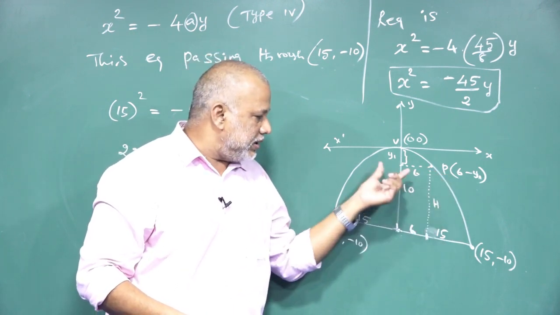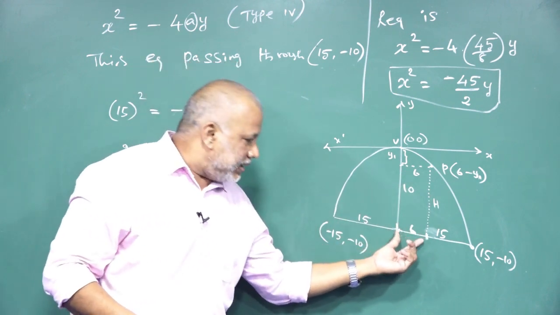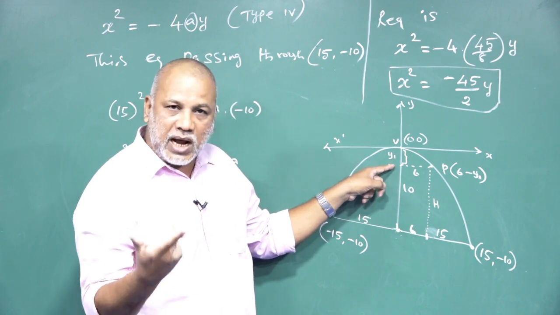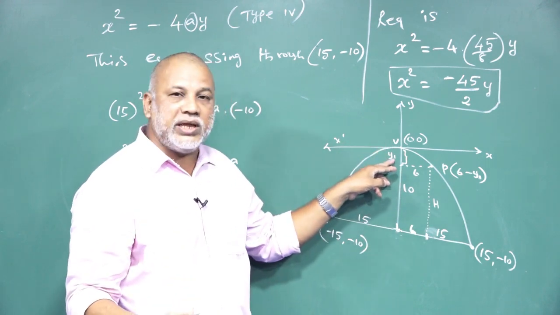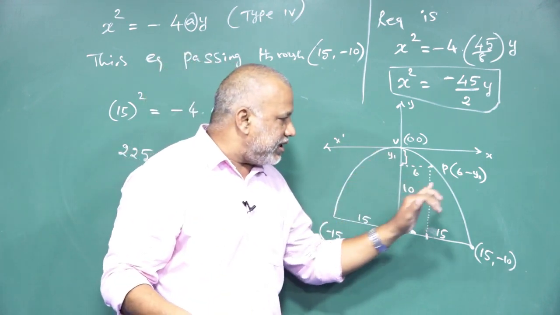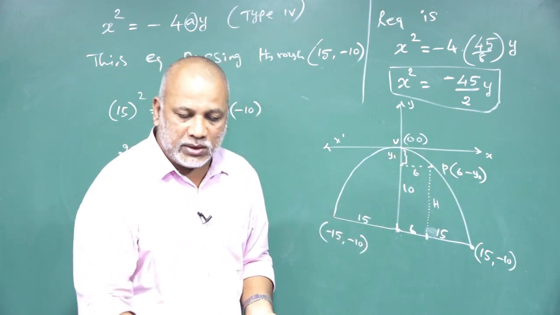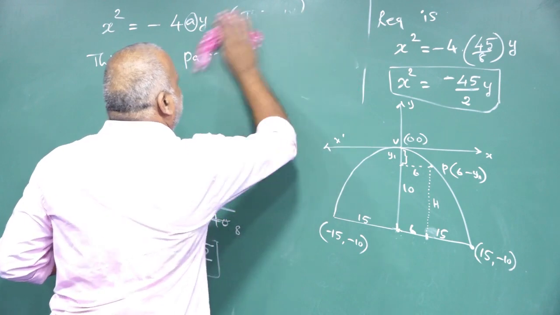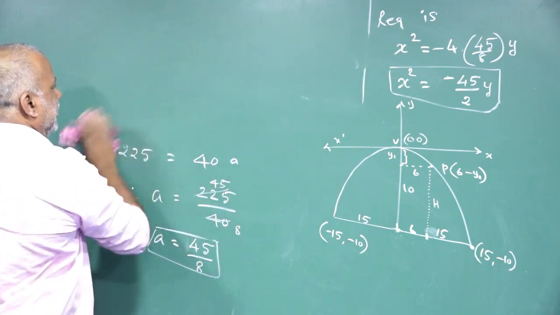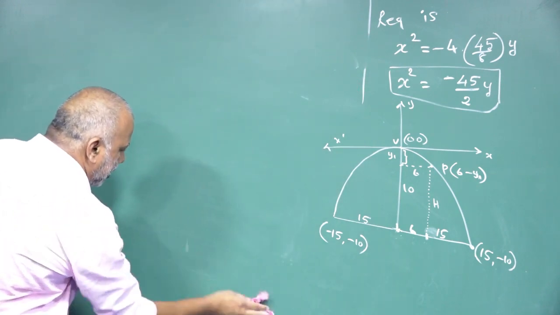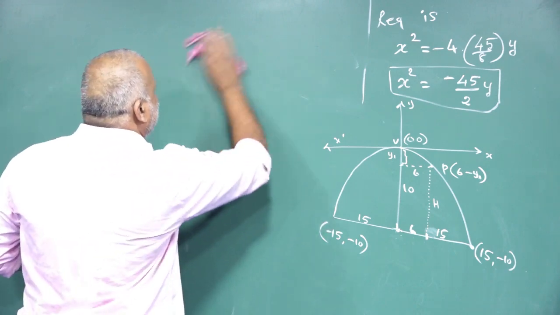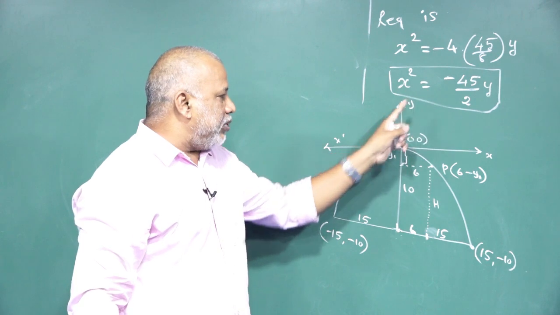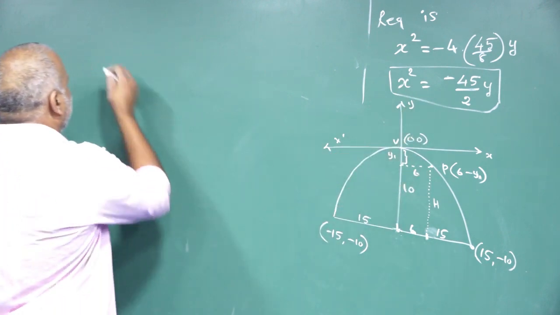So this is h. If this value is 6, then the parallel value is also 6. From the vertex to this point the value is unknown. The unknown value is the y coordinate. Say it is y1. This point is 6 comma minus y1. Now I have to substitute this point in the equation of the parabola. Then we are able to calculate. Now listen, this is the required parabola. This parabola passes through 6 comma minus y1.